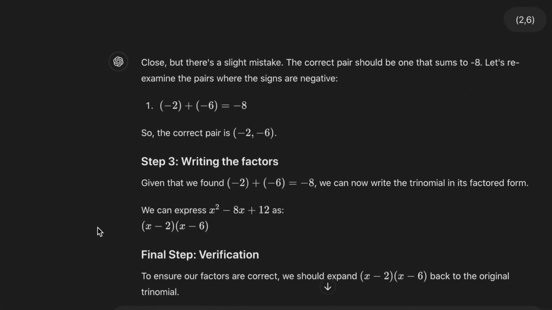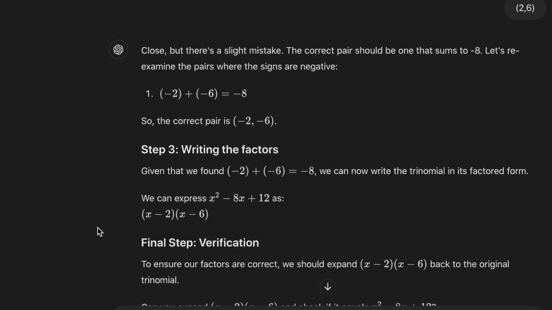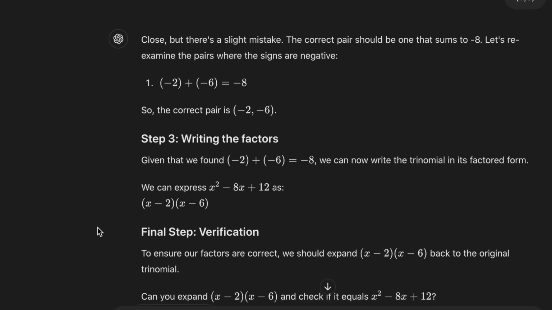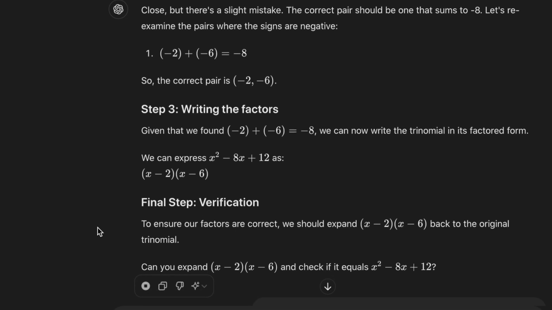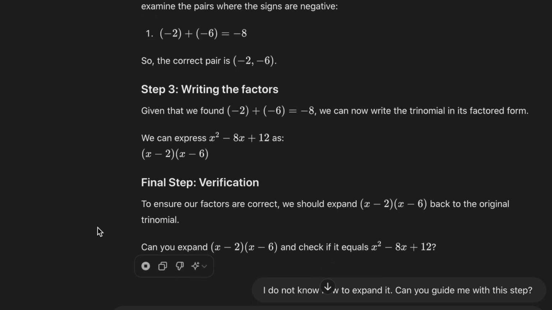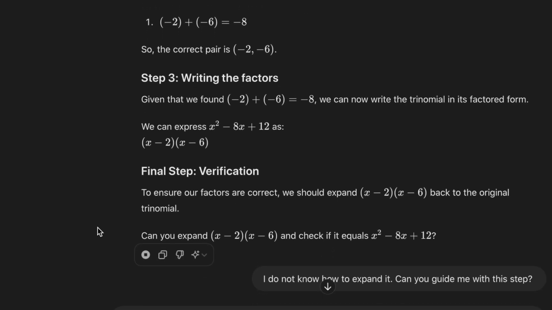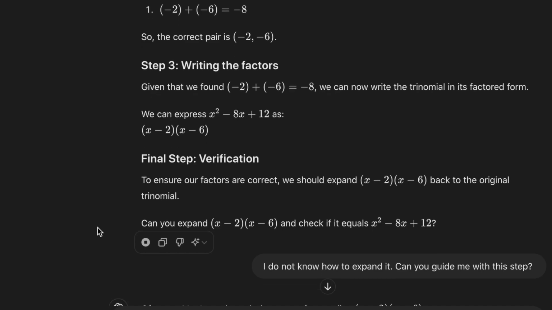Close, but there's a slight mistake. The correct pair should be one that sums to negative 8. Let's re-examine the pairs where the signs are negative. Negative 2 plus negative 6 equals negative 8. So the correct pair is negative 2 and negative 6. Step 3, writing the factors. Given that we found negative 2 plus negative 6 equals negative 8, we can now write the trinomial in its factored form. We can express x squared minus 8x plus 12 as (x minus 2)(x minus 6).